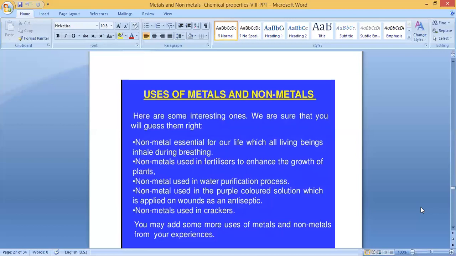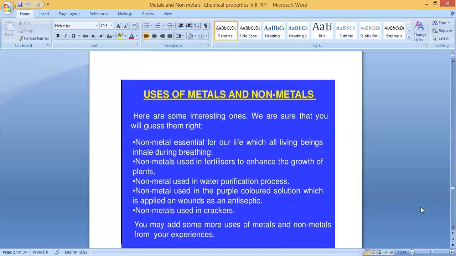Non-metal used in the water purification process. Which non-metal is used in water purification? Chlorine. Non-metal used in the purple colored solution, which is applied on wounds as an antiseptic. Which non-metal is it? Iodine. Clear? Non-metals used in crackers? Sulfur. So these are all non-metals you see nowadays.